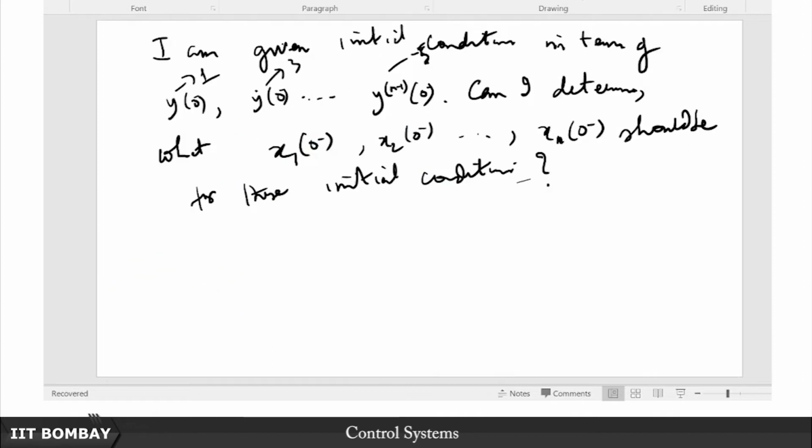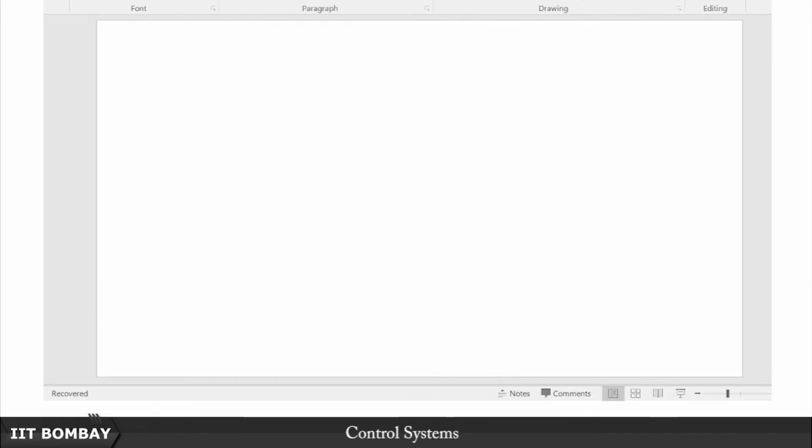So we are going to now see next that if you take a similarity transformation, then it turns out that if you start from an observable system and you take similarity transformations, then the resultant system will also be observable, and that is something very important. So we shall see that now, okay.